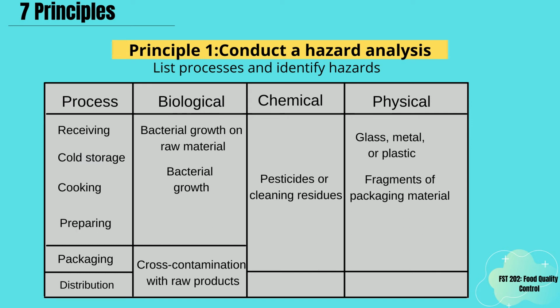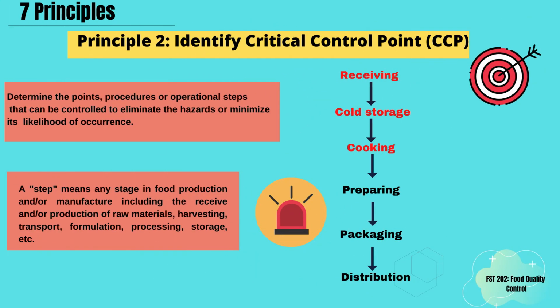Identify the potential hazards associated with food production at all stages, from primary production, processing, manufacturing, and distribution until the point of consumption. The application can involve listing the process and identifying the significant hazards that are likely to occur. Principle 2. Identify critical control points. This can be done by determining the points, procedures, or operational steps that can be controlled to eliminate the hazards or minimize their likelihood of occurrence.